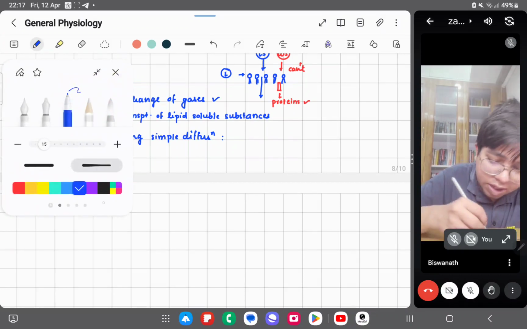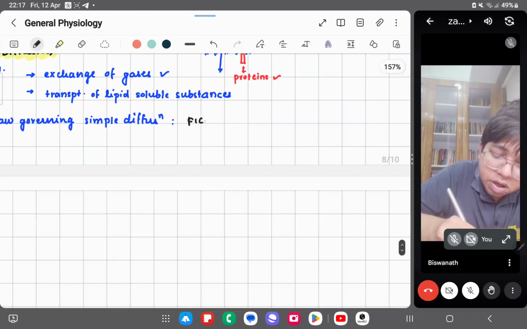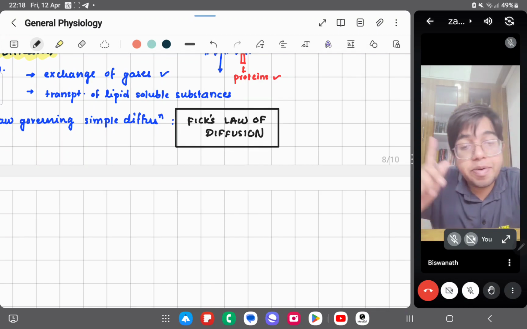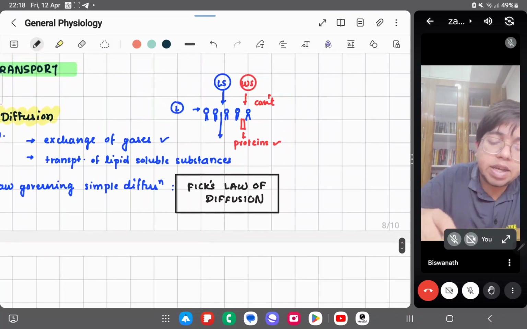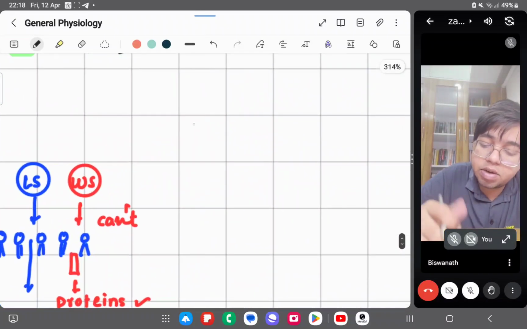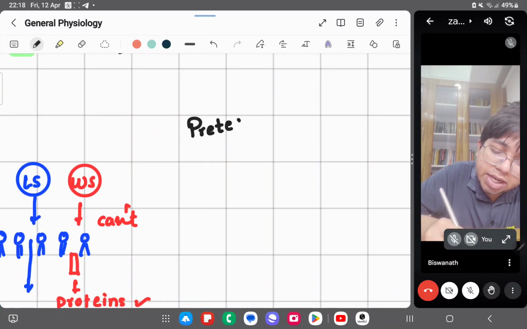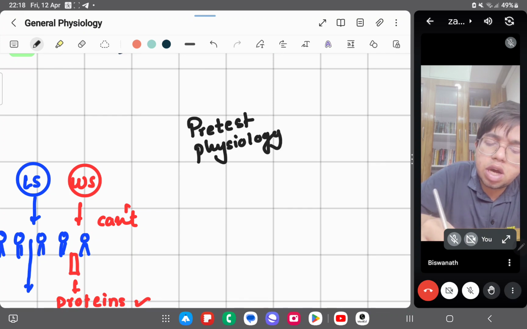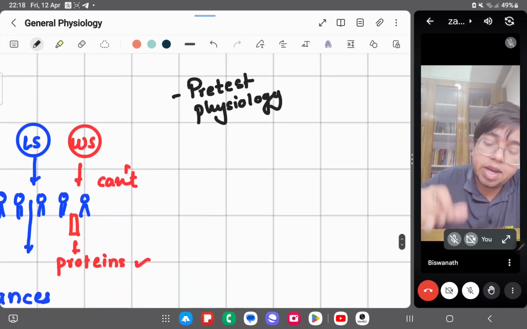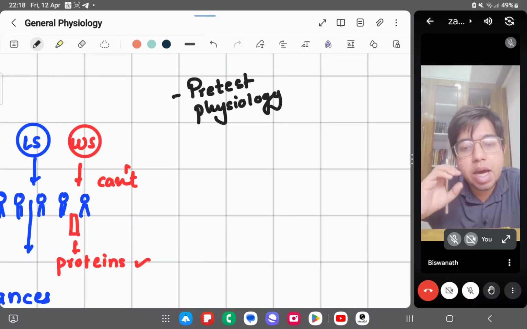This law is called Fick's law of diffusion. Fick's law of diffusion has a question in your pre-test. If you are following the USMLE pattern questions, then we have a book called Pre-Test. You can just see the book. Pre-Test Physiology. Which edition is the recent one I don't remember. But Pre-Test Physiology is a very useful book for your USMLE physiology preparation.